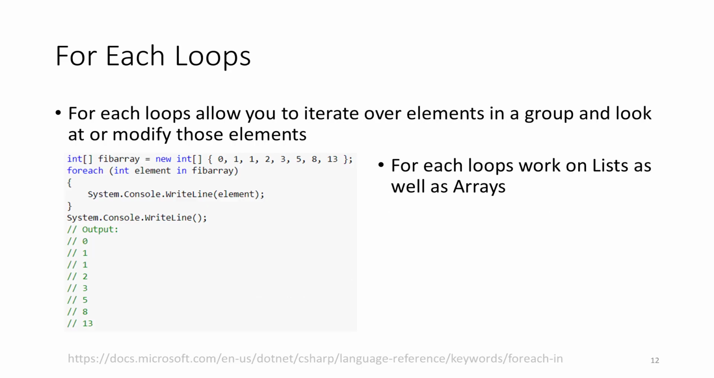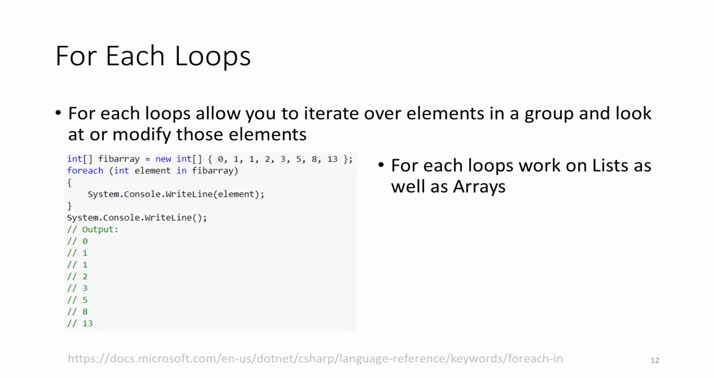For each loops are similar to for loops, but they give you an easy way to iterate over elements in a group. In this example, an array is initialized with some numbers in it. The for each loop underneath it then is basically saying for each integer element in the fib array, do the block of code in this for each loop.